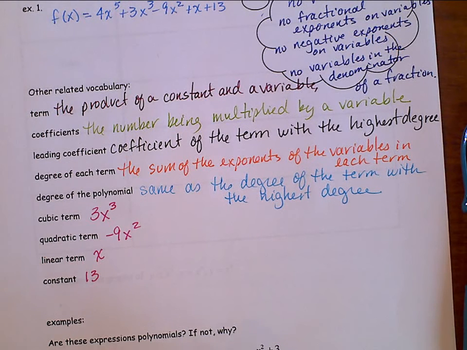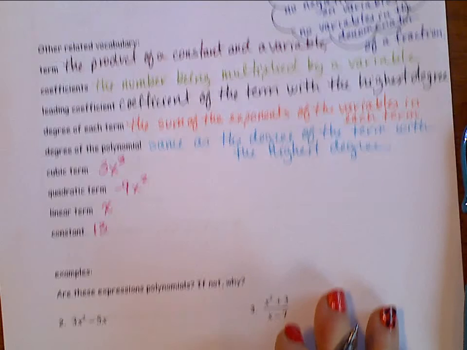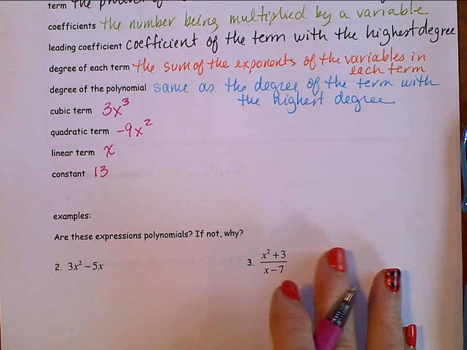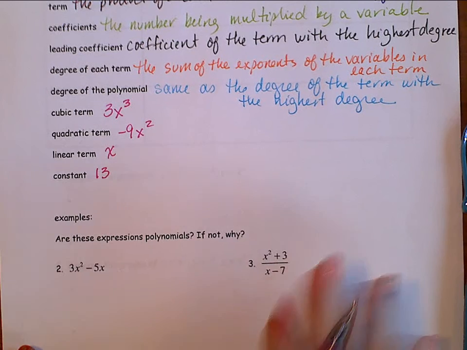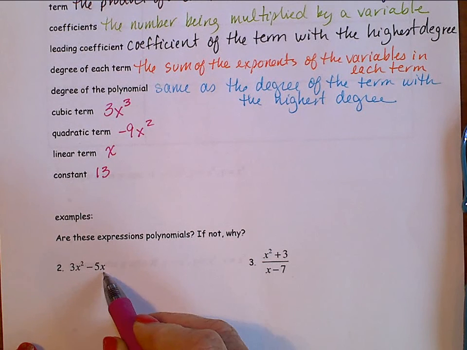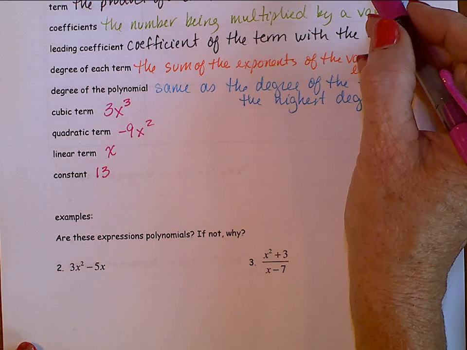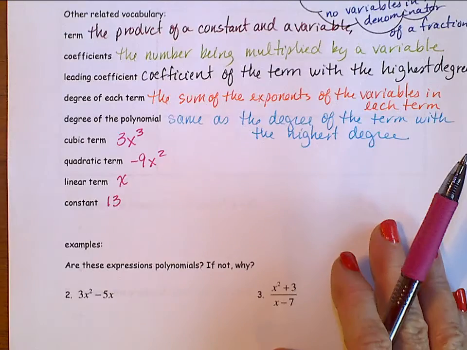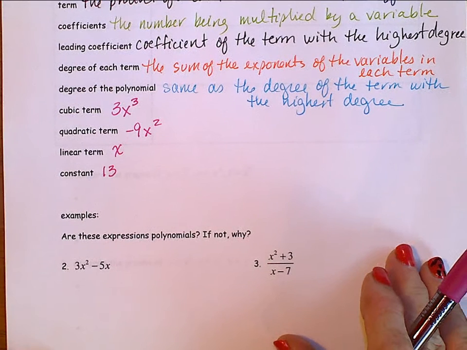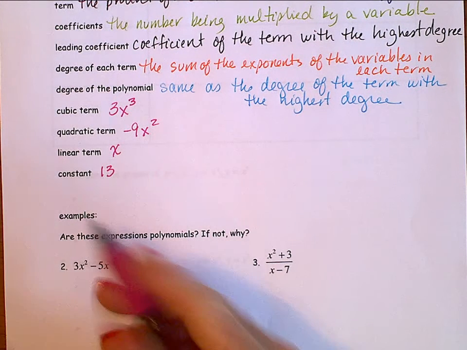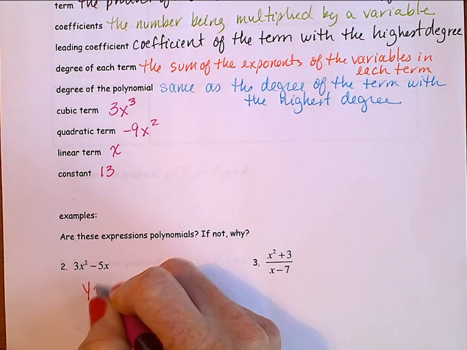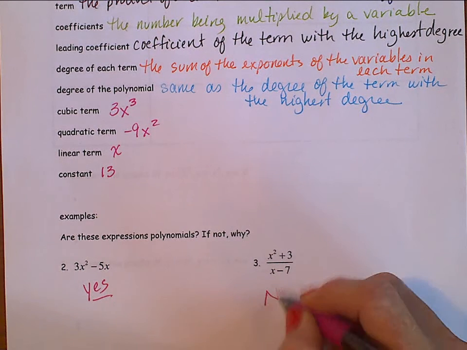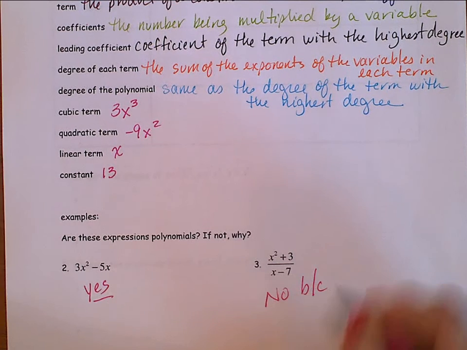All right, when we look down here at these, are these expressions polynomials? If not, why not? All right, looking at this one, 3x squared minus 5x. Looking back at our list of things that can't be there, there are no square roots, there are no fractional exponents, there are no negative exponents on variables, and there are no variables in the denominator. This is a polynomial. Yes. This one, no, because there is a variable in the denominator.